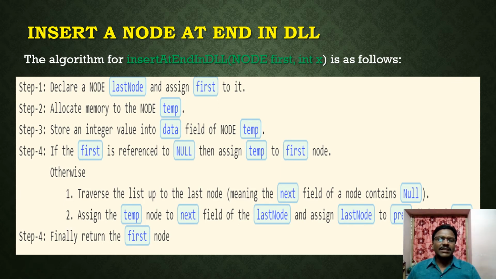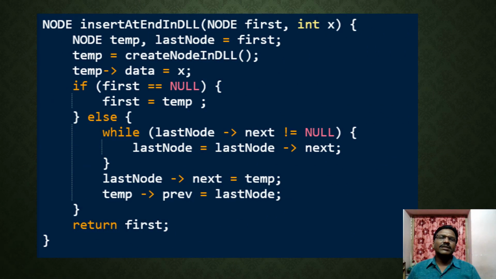Otherwise, browse the list up to the last node. It means, for example, if there are 3 nodes in the existing list, go up to the last node. Then you can insert at the end of the list. That's why traverse the list up to the last. Then assign the temp node to the next field of the last node. In the same way, assign last node to temp's previous. Then finally return the first.